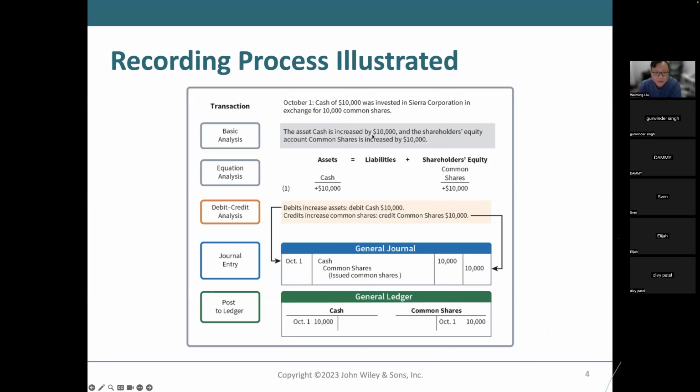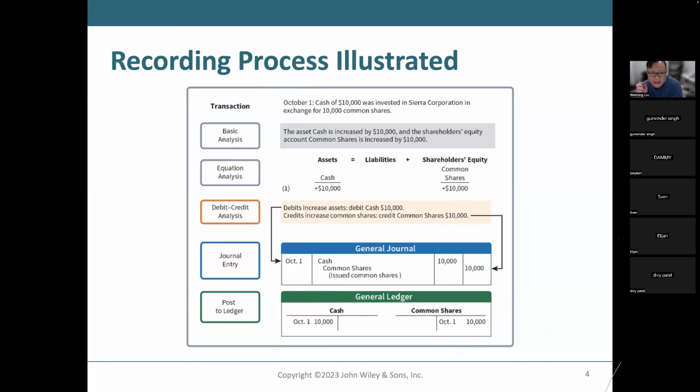So first, this is one example. We have a transaction. This transaction happened on October 1st. They invested $10,000 cash in this company in exchange for $10,000 common shares. Okay, sorry. They issued $10,000 common shares. Okay. And this company received $10,000 cash. So now we have some analysis here.